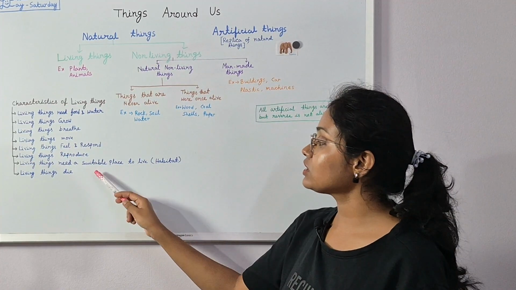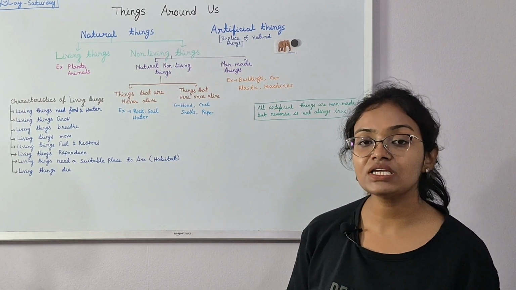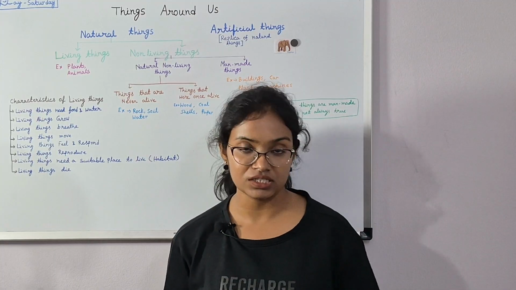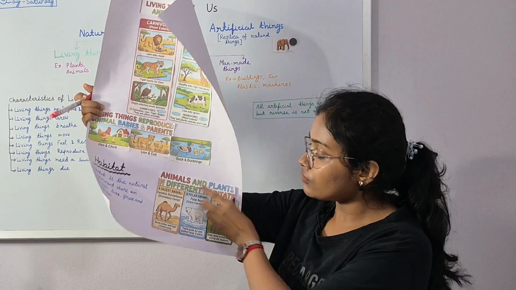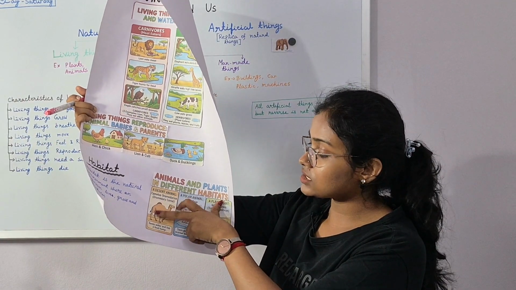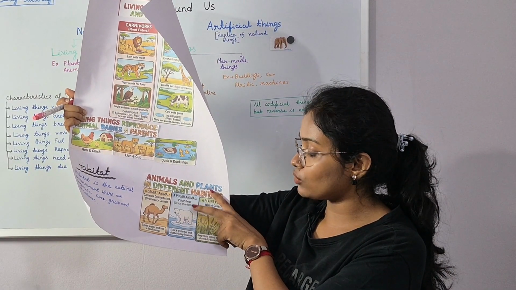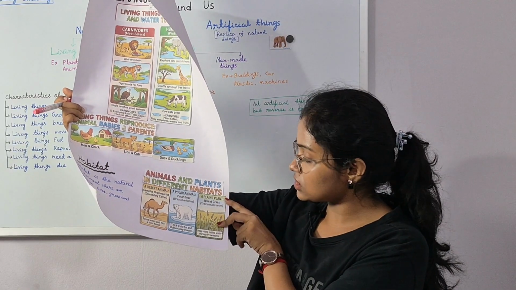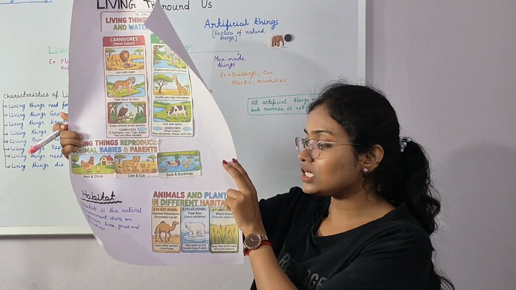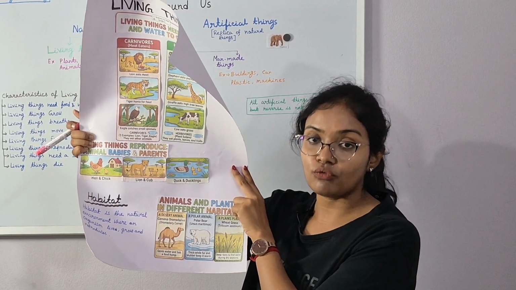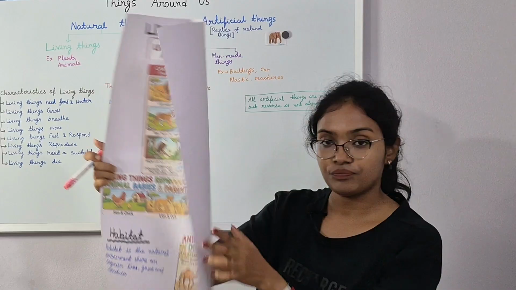Next point is living things need a suitable place to live, that is called habitat. Habitat is the natural home of an organism. Here in this picture you can see some different habitats. First one is desert. Here the examples are camels. In the polar region, polar bears live. Next, this is the plain area. Here you can see the example of wheat. So habitat is the natural environment where an organism lives, grows and reproduces.